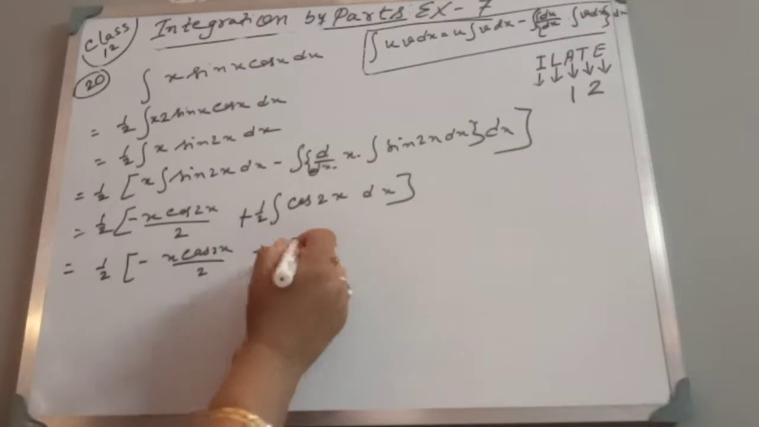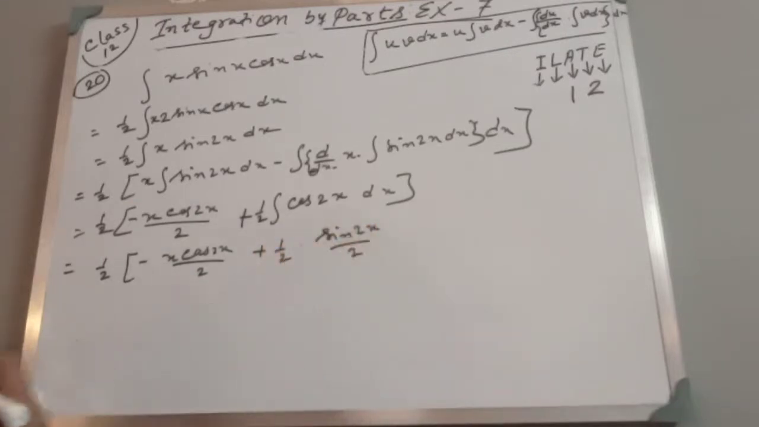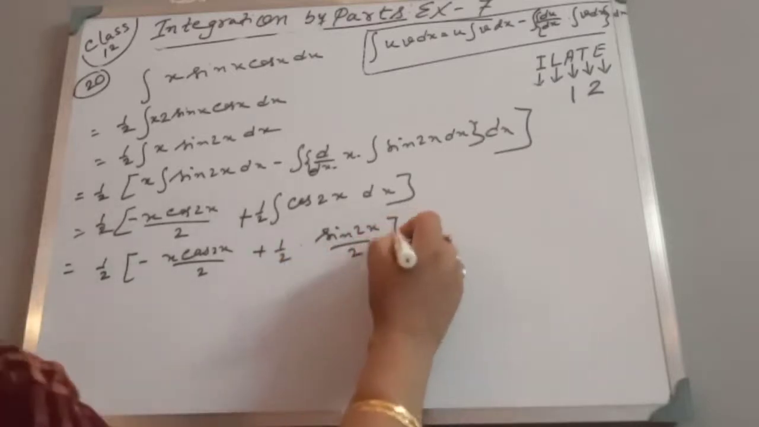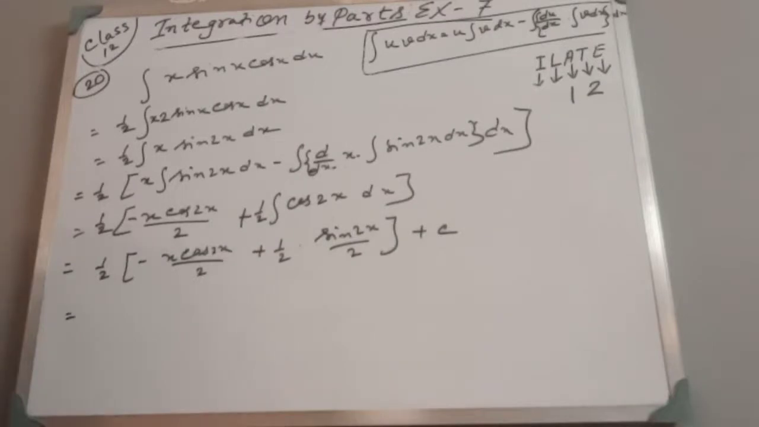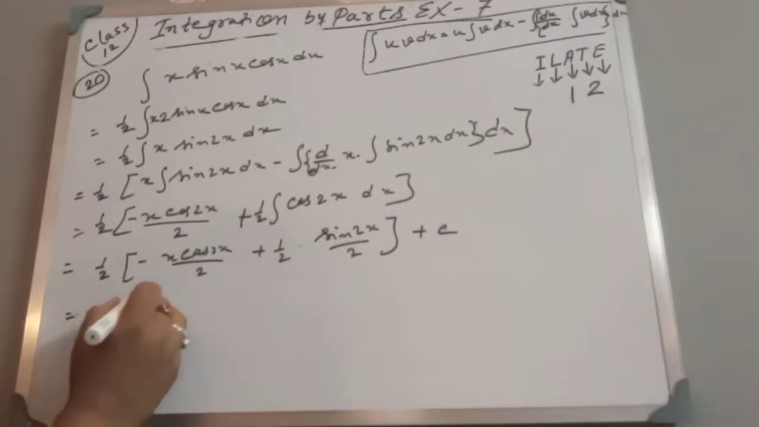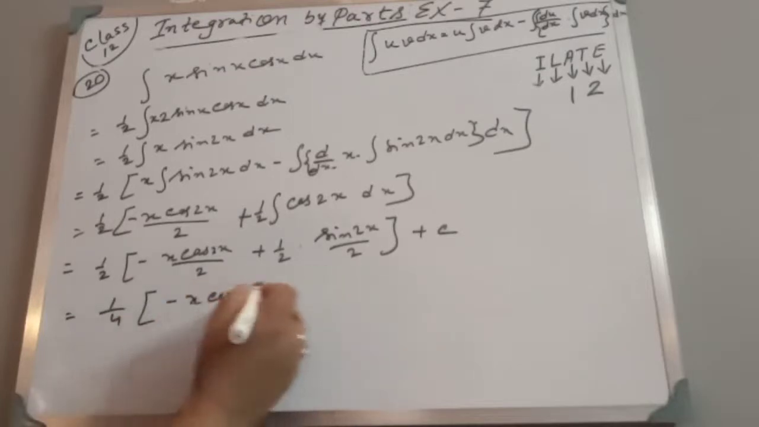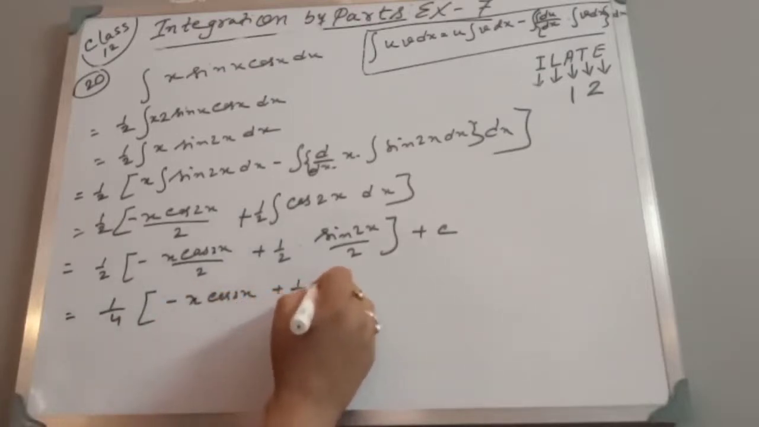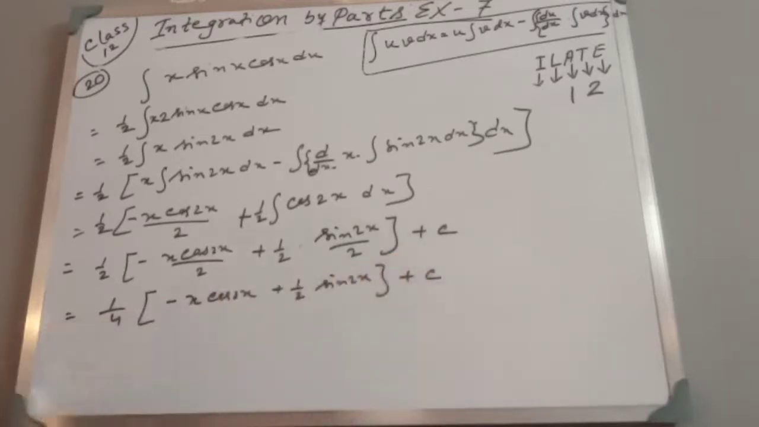No, cos integral gives sin 2x by 2 only. So it will be sin 2x by 2. So now this is plus c. Now here is a half, here also half, half and half. So it will be 1 by 4 outside. And it will be minus x cos 2x, half taken out, plus half sin 2x plus c.